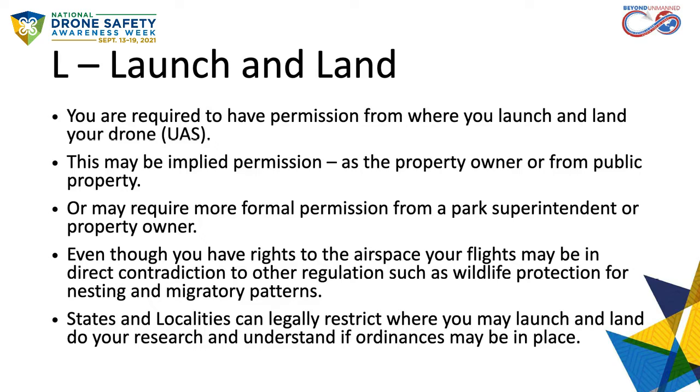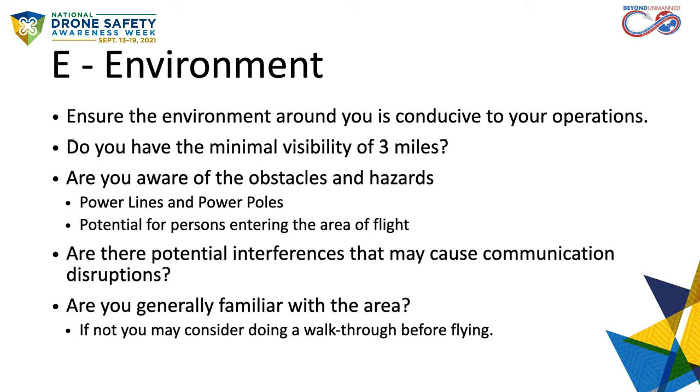So even though we have rights to the airspace, our flights may also be in direct contradiction to other regulation. 107 is not a silo. It works with other laws and regulations, and therefore we might be incompatible with such things as wildlife protection, nesting, migratory patterns, and other types of wildlife regulations when we are trying to fly in our airspace. States and localities, municipal cities, they can legally restrict where we may launch and land. So it's important for us to do our research and understand if ordinances may be in place for a particular area that we want to fly in.